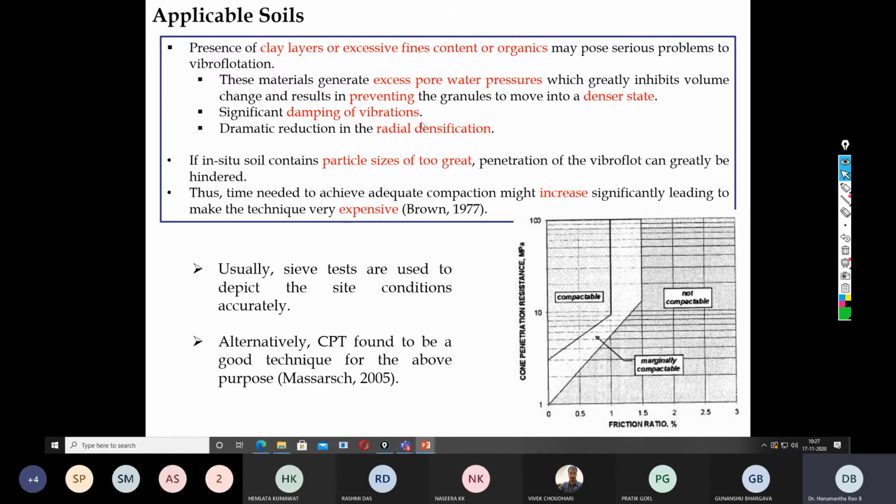A significant limitation of the method is radial densification. More damping means less radial distance densification. If the in situ soil contains particle sizes that are too great, then there is a difficulty in the penetration of the probe.